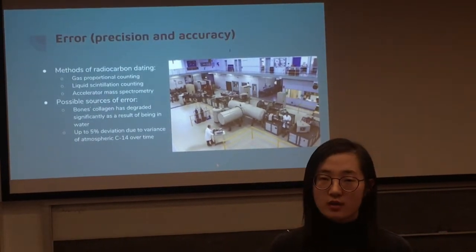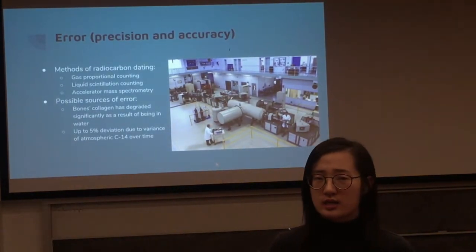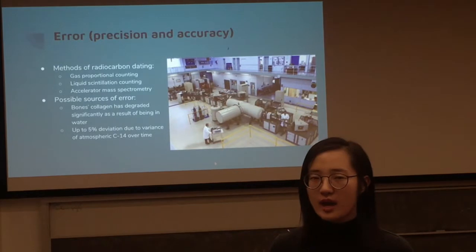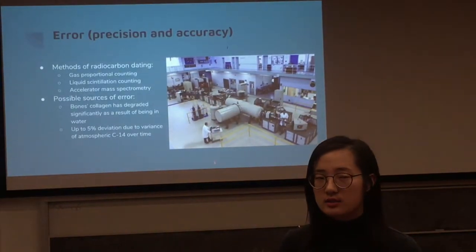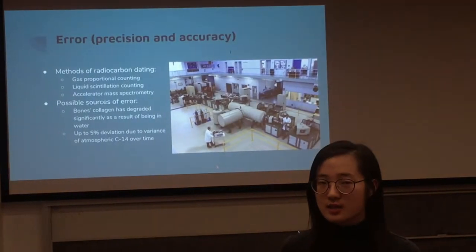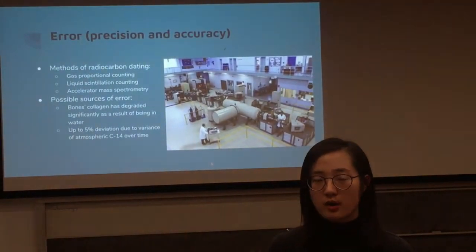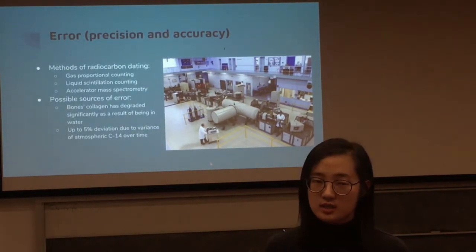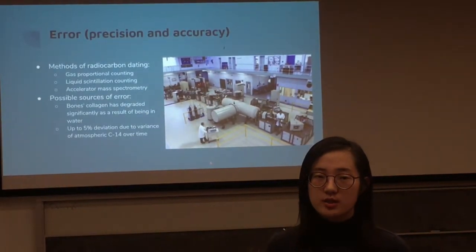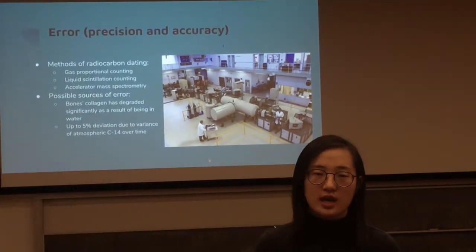And while radiocarbon dating is currently the most popular way of dating fossils, it is probably also not the most accurate. In fact, because the fossils were found in underwater caves, some of the bone's collagen has degraded as a result of the water interactions. In addition, there is also up to a 5% deviation in all radiocarbon dating due to the change in atmospheric carbon-14.